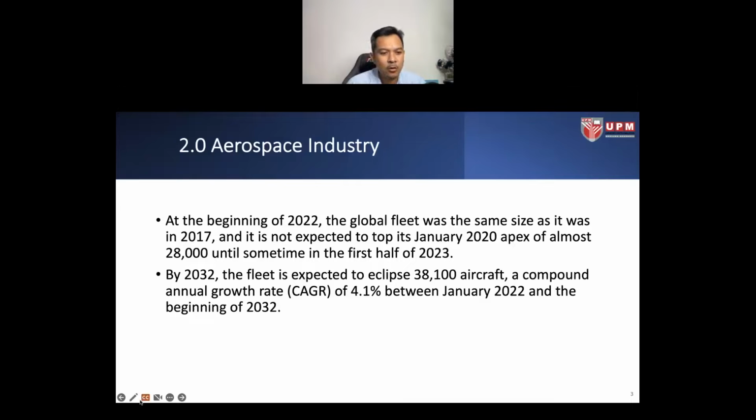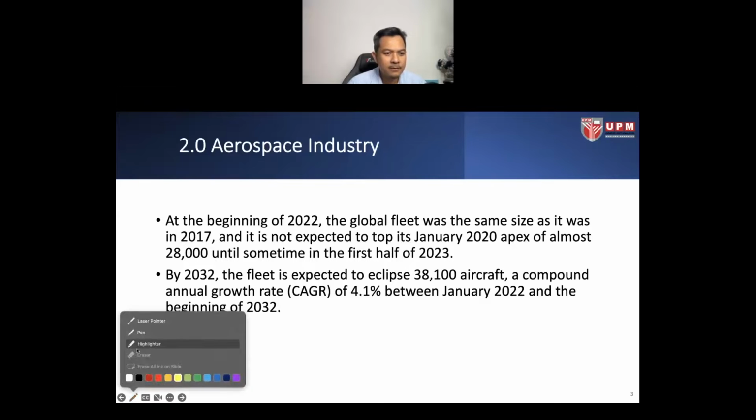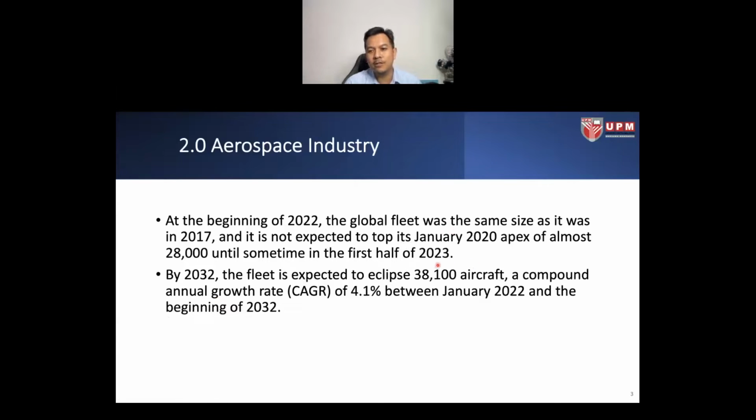the global fleet was the same size as it was in 2017. What that means is that it's coming back to what we had experienced before in terms of the number of aircraft flying in the global fleet. And it is not expected to top its January 2020 apex of almost 28,000 until sometime in the first half of 2023.